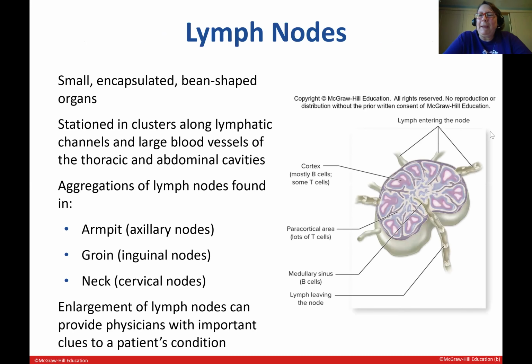Okay, so here is a picture of a lymph node. So we've talked about that as one of the places that this immune surveillance occurs. It's a small bean-shaped organ, and they are clustered all over the body and in particular certain places. So they're all along those lymphatic channels next to the large blood vessels, and they're very heavily populated in the thoracic and abdominal cavities. And they also are highly populated in the armpit, in the groin, right, where your legs come together, and also in the neck.